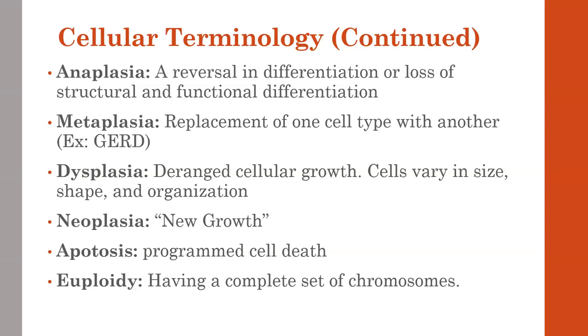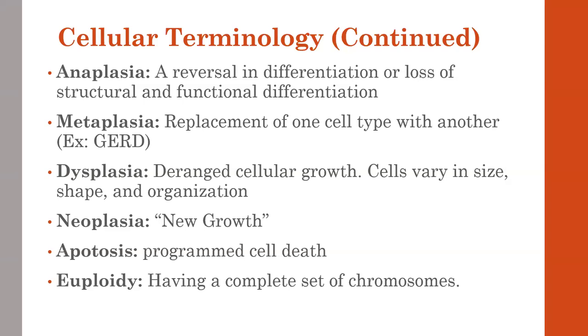Dysplasia is deranged cell growth. We often hear of dysplasia within cervical cells, and they go in and they kill the cells that are growing aberrantly as a preventative for cancer. Neoplasia is going to be new cellular growth. Apoptosis is programmed cellular growth. Or I'm sorry, apoptosis is programmed cellular death.